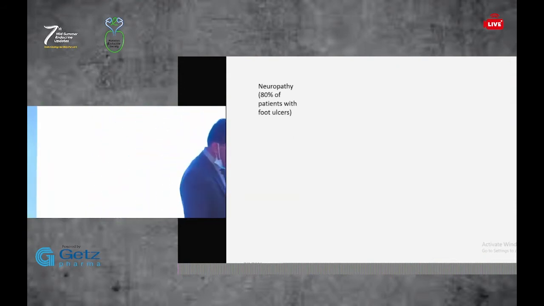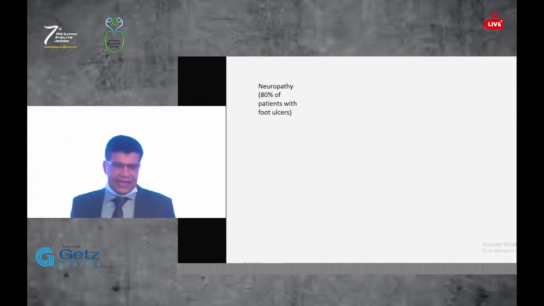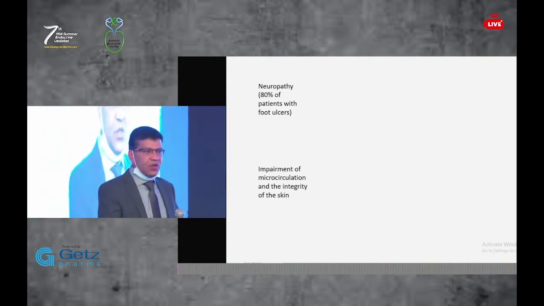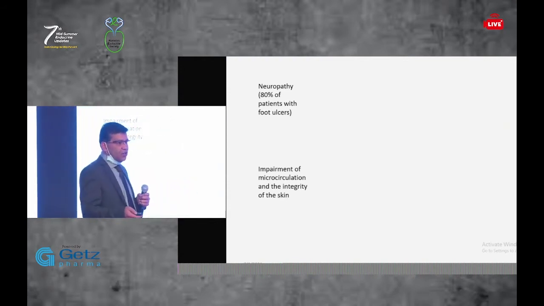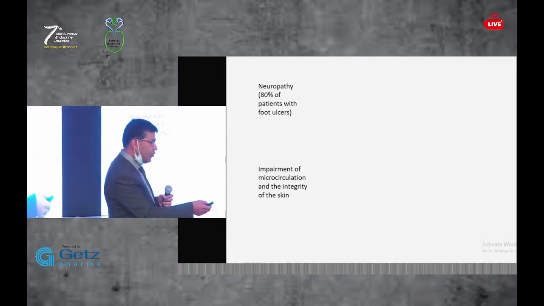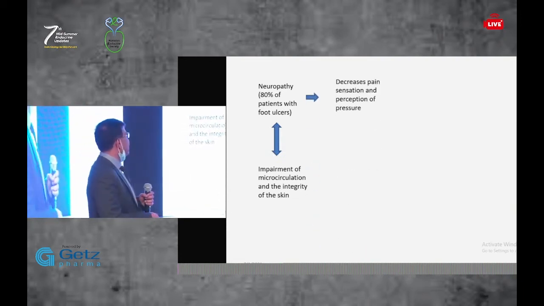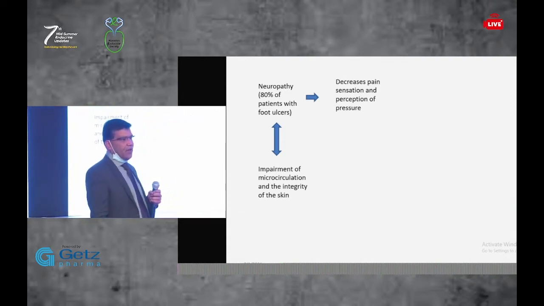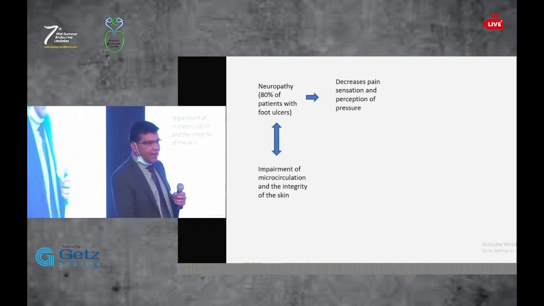When we see diabetic foot, 80% of the time it is caused by neuropathy, and due to the neuropathy there may also be vascular involvement. We know that the nerve not only controls sensation, but also controls the flow of blood to our foot, so these can be interchangeable. What happens when neuropathy occurs? There is decreased sensation of pain and perception of pressure. The patient will be standing for a long time and will not feel pain. Ultimately, it can lead to ulceration.